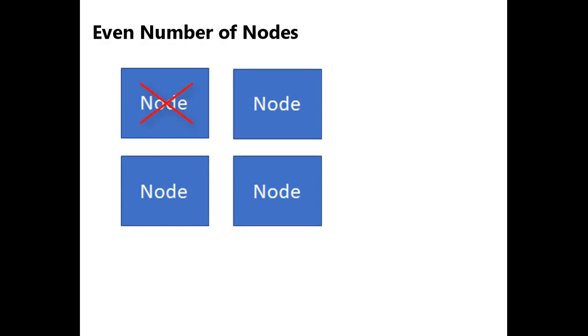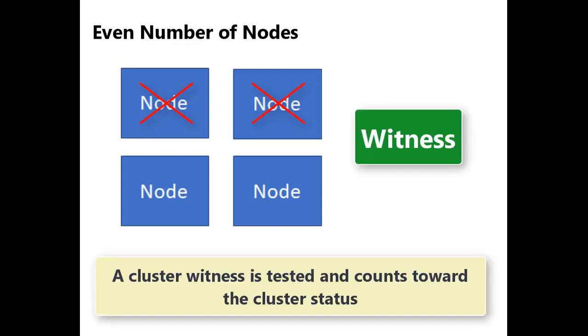Once 2 nodes go offline, the cluster would stop working, but we want the cluster to continue, so we designate a witness. A cluster witness is tested and it counts towards the cluster status. So if the witness was online, it would break the tie and this cluster would stay online. Now, that's a pretty simplistic view of witness and quorum, so there's a few other things you should know.